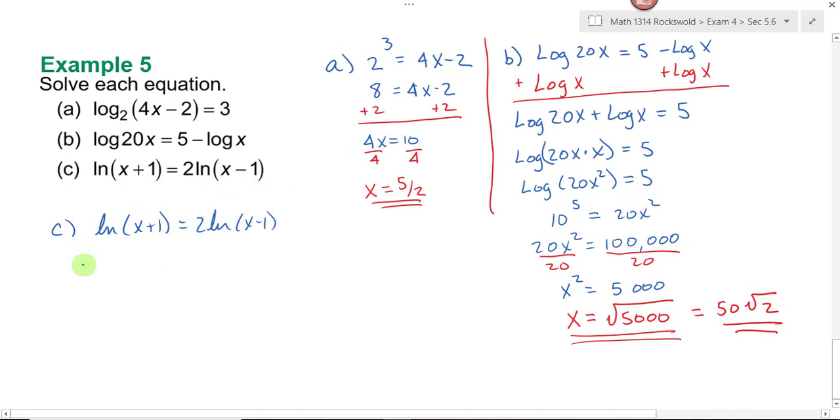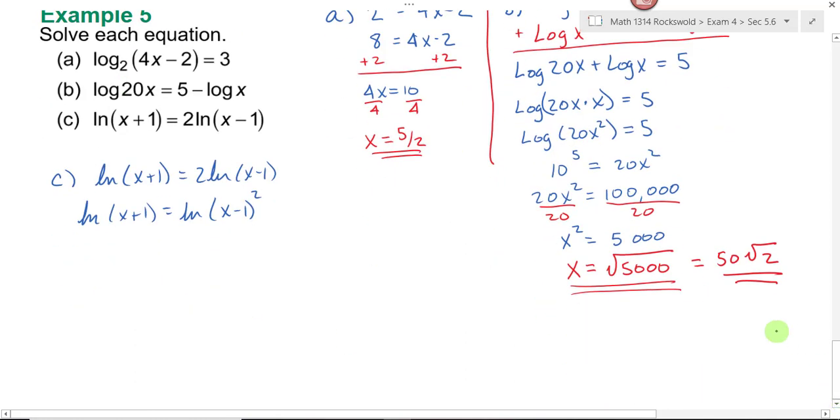Put the 2 up in the exponent, so I get the natural log of x plus 1 equals the natural log of x minus 1 squared. Because the bases are the same, I could rewrite this as x plus 1 equals x minus 1 times x minus 1, because when you square something you multiply it by itself. So that gives us x plus 1 equals x squared minus 2x plus 1.